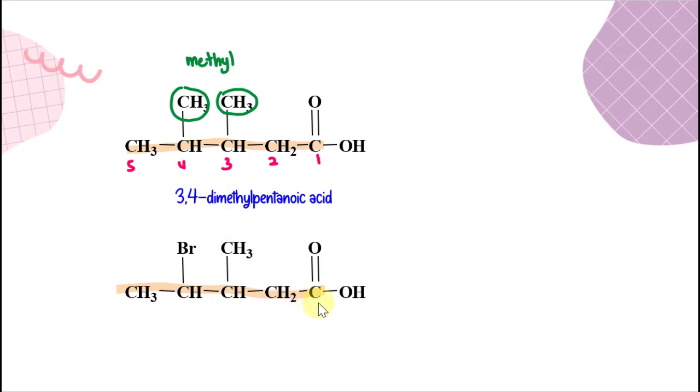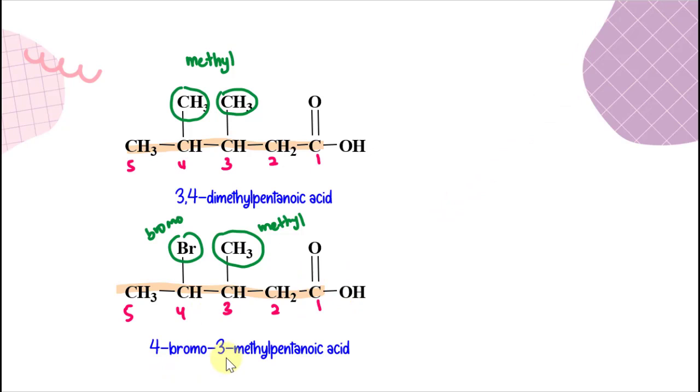For the second structure, this is going to be our longest continuous carbon chain. The carboxyl group here will become our first carbon, second, third, fourth, and fifth. Along the longest continuous carbon chain, we have 2 different substituents. Br will become bromo, CH3 is the methyl group. As a single word, the IUPAC name for this compound will be 4-bromo-3-methylpentanoic acid.